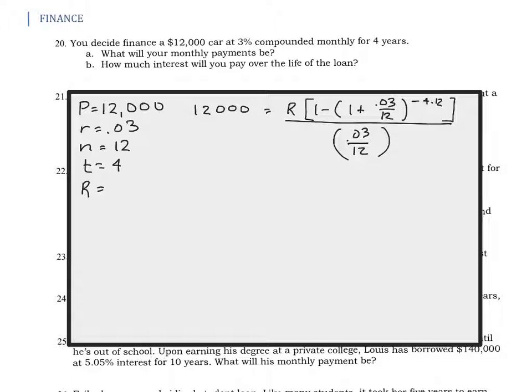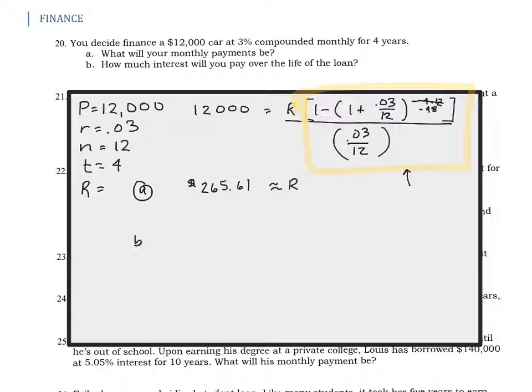So sometimes some of us like to go ahead and figure out that this is negative 48 here. And as we have been doing, many of us go ahead and figure out what this amount is first. And then once we do that, we take our 12,000 divided by this quantity here. And our regular monthly payment will be $265.61. Okay, that's what they asked for in A. What will your monthly payment be?